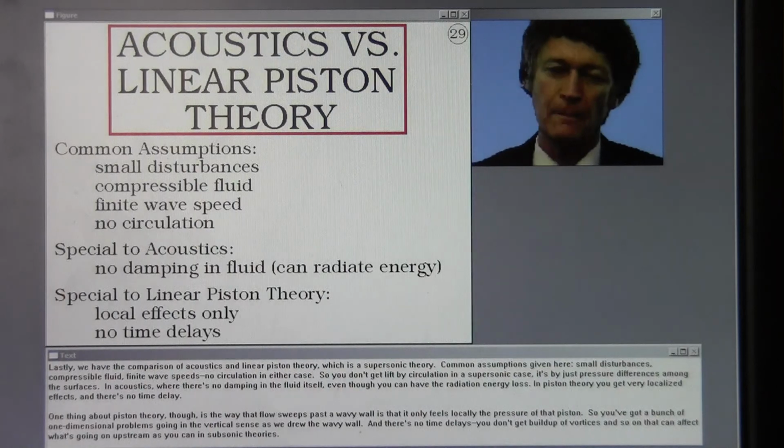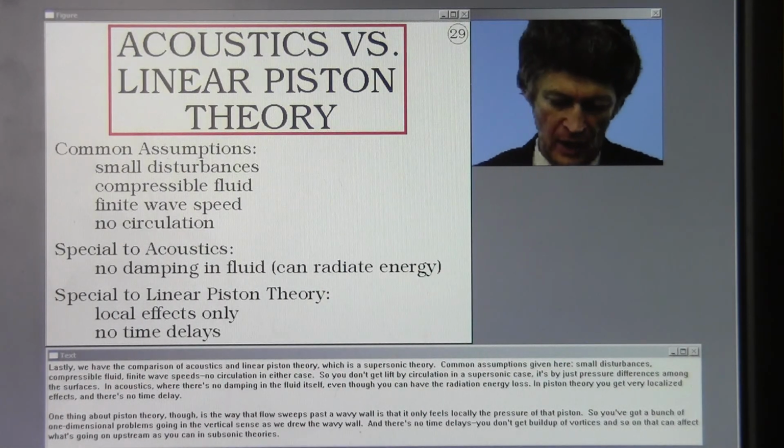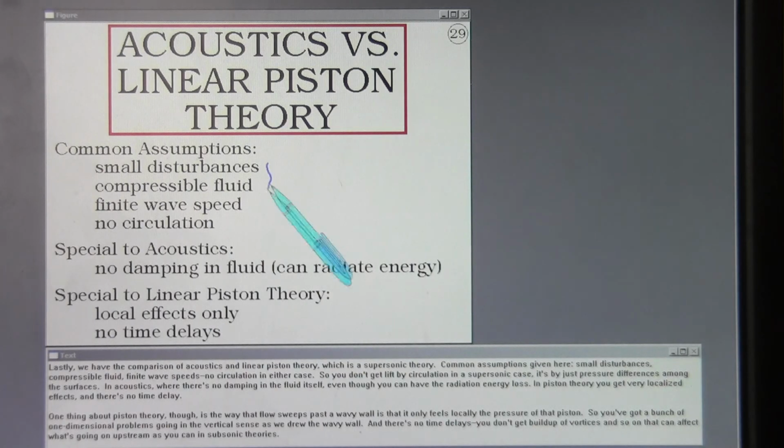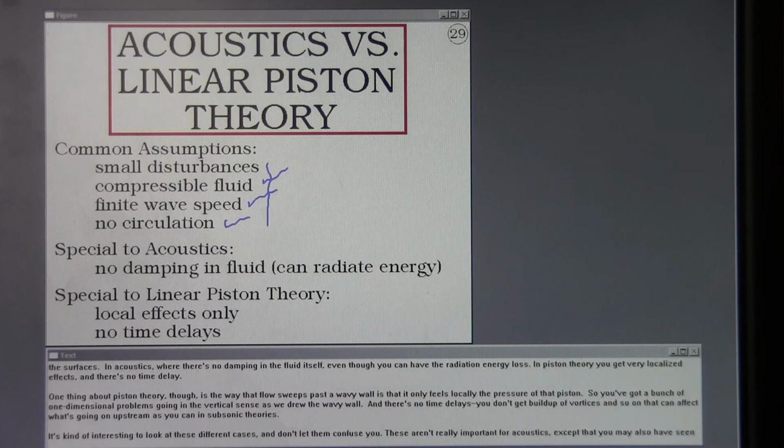Lastly, we have the comparison of acoustics and linear piston theory, which is a supersonic theory. Common assumptions given here: small disturbances, compressible fluid, finite wave speeds, no circulation in either case, so you don't get lift by circulation in the supersonic case. It's by just pressure differences among the surfaces. In acoustics, there's no damping in the fluid itself, even though you can have the radiation energy loss.